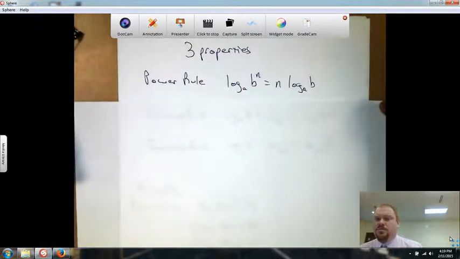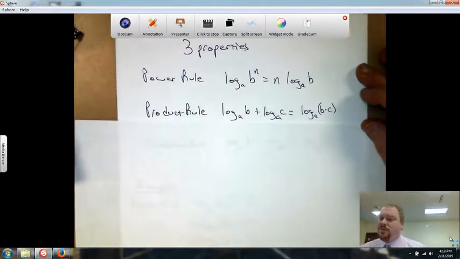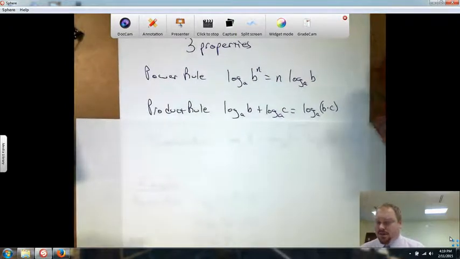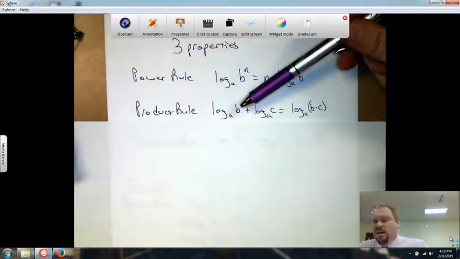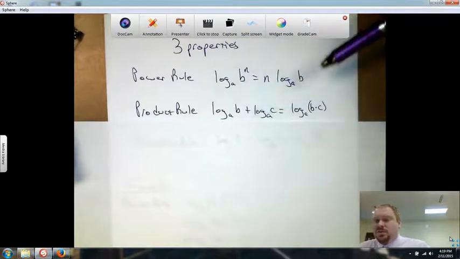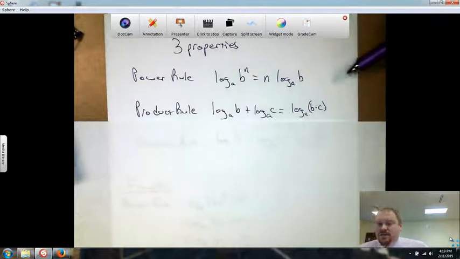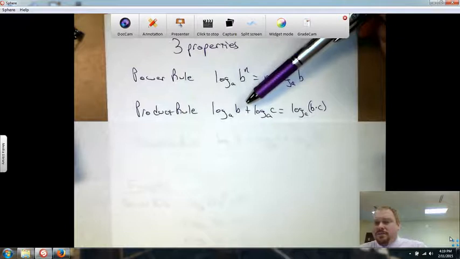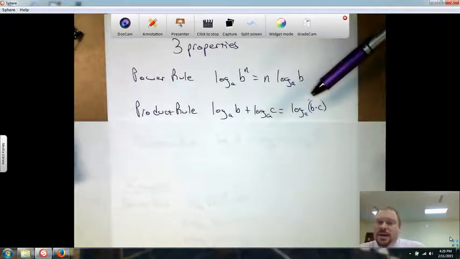Now the next one we call the product rule. And not because of how it starts, but because of how it ends. We have log base A of B plus log base A of C equals log base A of B times C. It says if you have two logarithms with the same base and they're being added together, you can actually put those two logarithms together and multiply their insides.